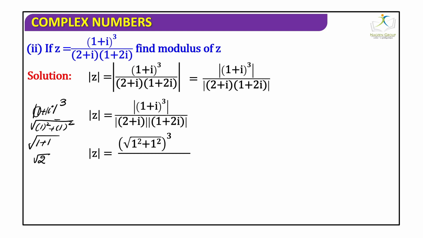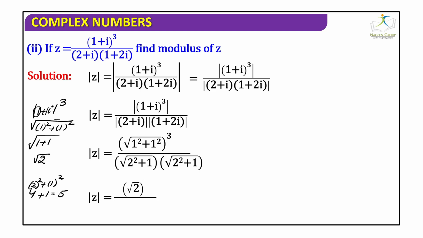Now in the denominator we have 2 plus iota. What is the modulus of 2 plus iota? It's 2 square plus 1 square. This will be 4 plus 1, which is equal to 5. So the answer will be root 5. Now the answer is root 2 whole cube divided by root 5 into root 5. 2 square is 4, 4 plus 1 is 5, this is also 5. Now this will be equal to 2 root 2 divided by 5, since root 5 into root 5 is 5.